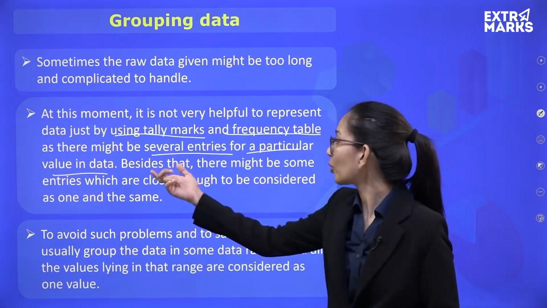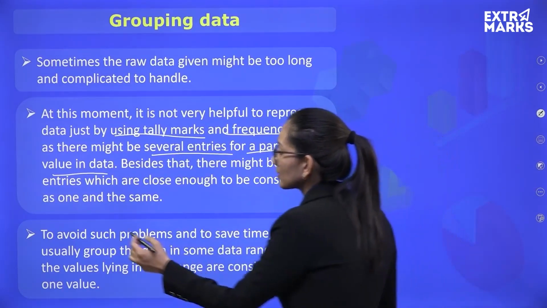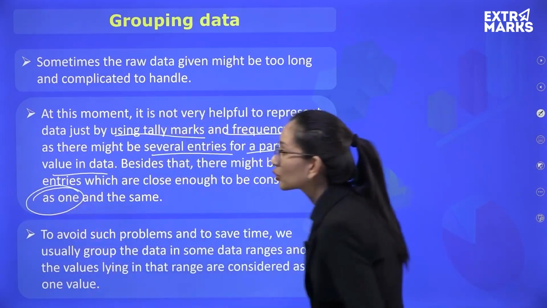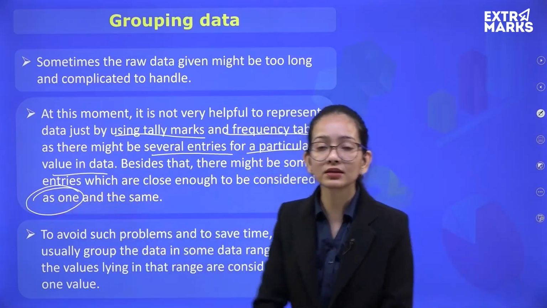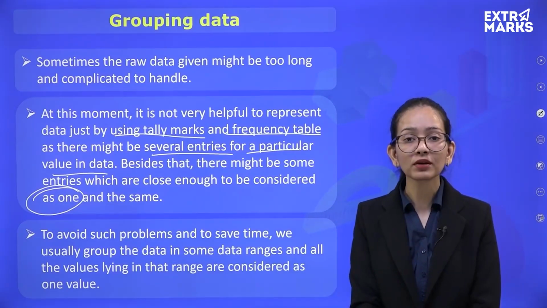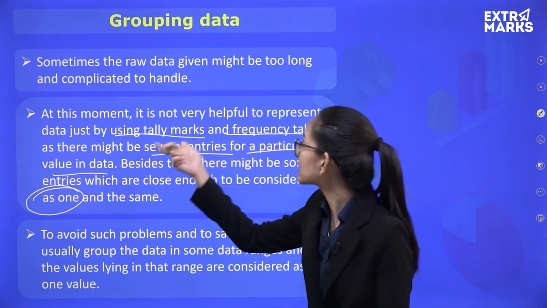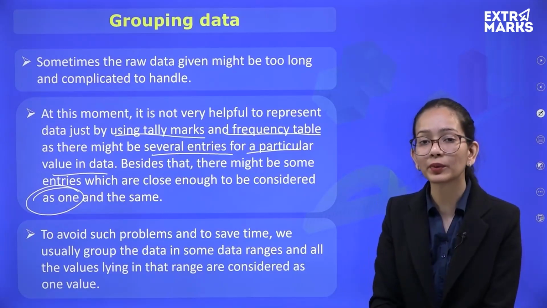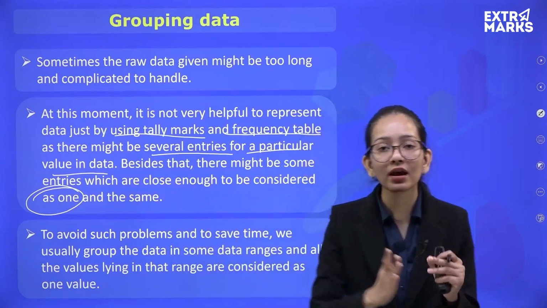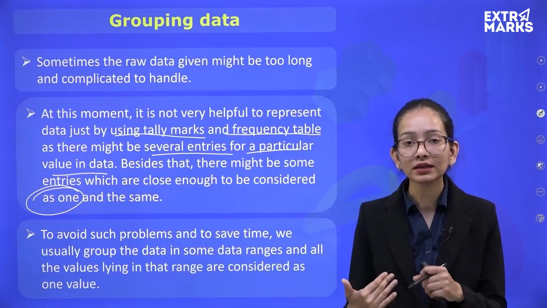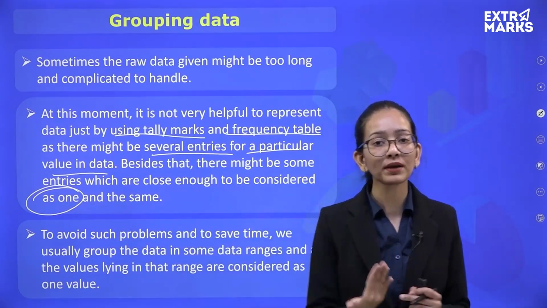In that case, you can consider those several values as a single value. You can group all those values and consider them as a single value. That is the meaning of grouping of data. I repeat, in the raw data you can have several entries for a particular value. Besides that, there might be some entries which are close enough to each other that we can consider them as the same value. This is known as grouping of data.